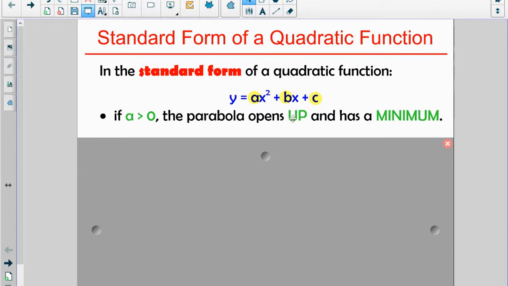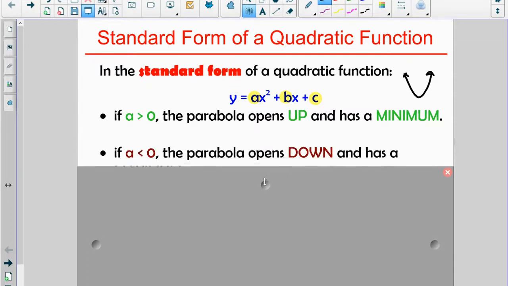Because if the parabola opens up, then it has a minimum value. Because remember, if it opens up, it's going to look like this, except maybe more rounded at the bottom. But there's going to be a lowest point on that parabola, being the minimum. Okay, and that's going to happen anytime that value of A is greater than 0. In other words, if A is a positive number, so if the x squared term is positive, then our parabola is going to look something like this. We know it's going to open up, and there's going to be a minimum.